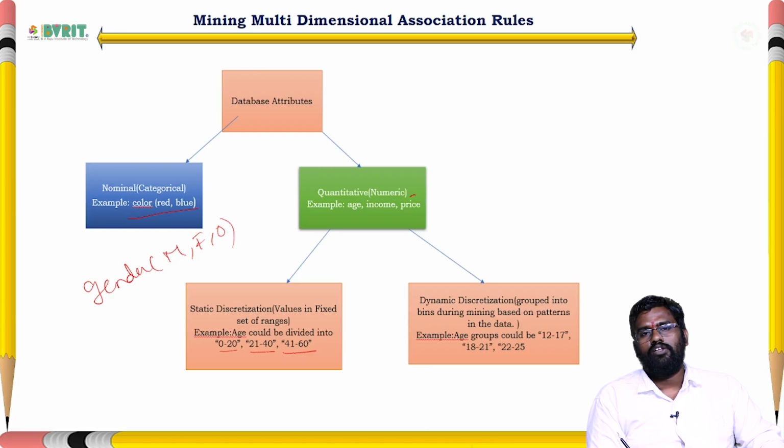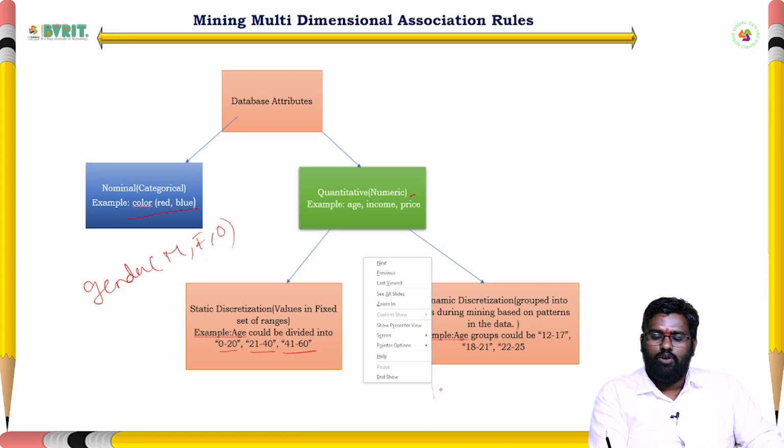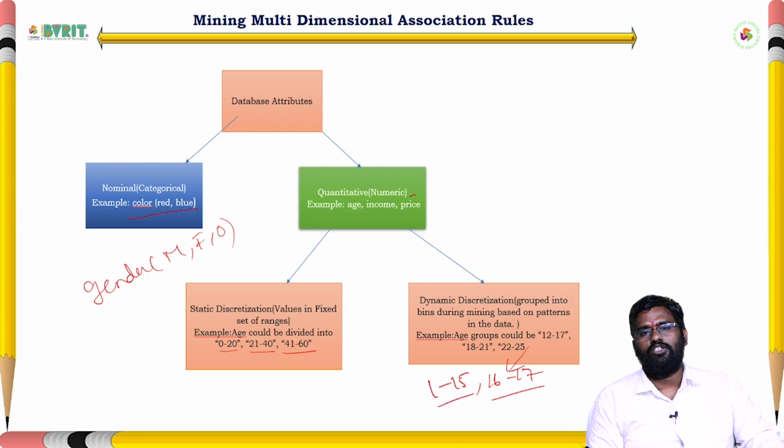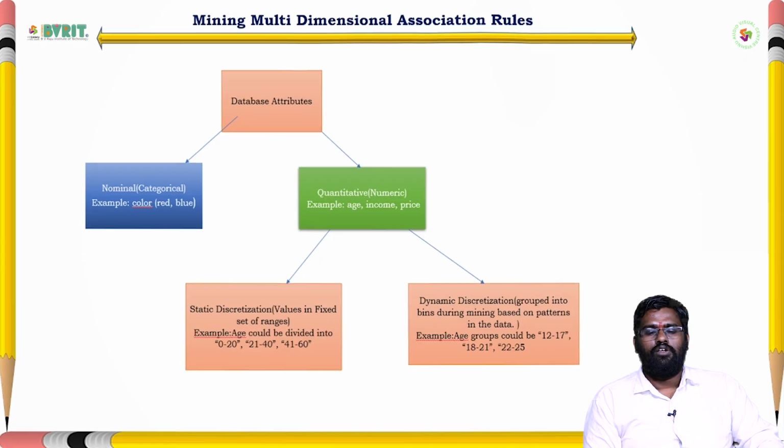Now in case of dynamic discretization, we can take any range. Maybe 1 to 15 or 16 to 17. Like that we take different age groups, that is dynamic discretization. Dynamically at runtime we change that particular range of values. Based on that range of values we initialize the database attributes. That is about the database attributes under multidimensional association rules.